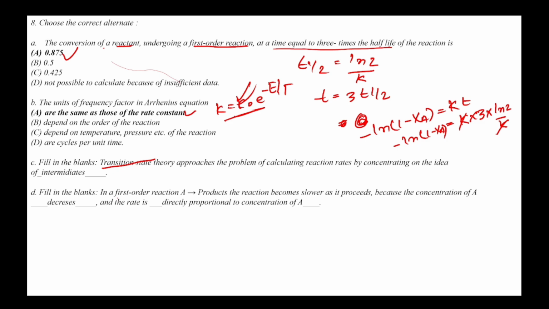Fill in the blanks. In a first order reaction, the reaction becomes slower as it proceeds because the concentration of reactant decreases. Yeah, that's right. Like this, this is initial CA naught, this is CA, because CA is equal to CA naught e to the power minus kt. So it will exponentially decrease, and the rate is directly proportional to concentration. Minus rA is equal to k CA.